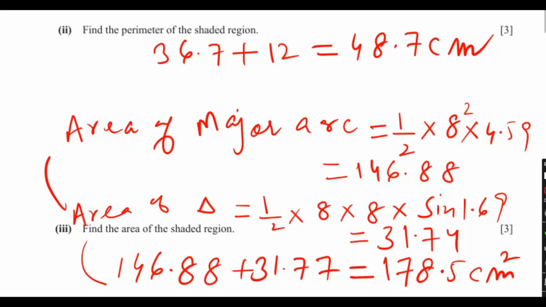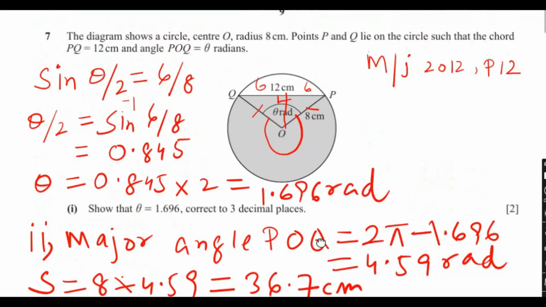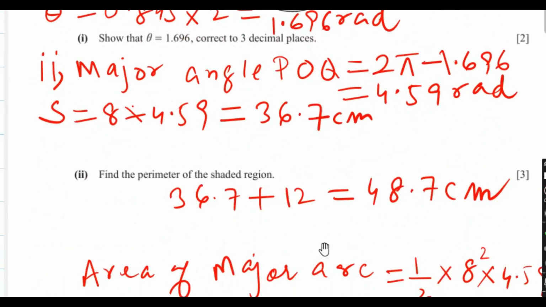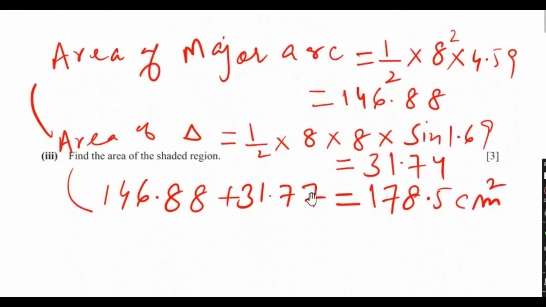So students, this is our today's class where we did question number 7 from past papers, May-June 2012 paper code 1-2. So I hope you understand completely this question. In the next lecture, we will do some more questions from this topic, circular measure.